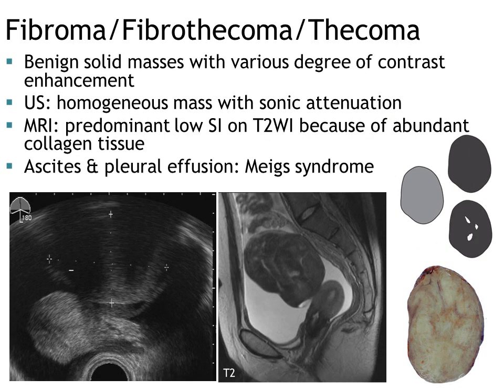Fibroma, fibrothecoma, and thecoma appear as well-defined solid masses with various degrees of contrast enhancement. This tumor appears as a homogeneous mass with sonic attenuation at ultrasound, and the characteristic MRI finding is predominant low signal intensity on T2-weighted imaging because of abundant collagen tissues. This tumor can accompany ascites and pleural effusion, and then the condition is called Meigs syndrome.